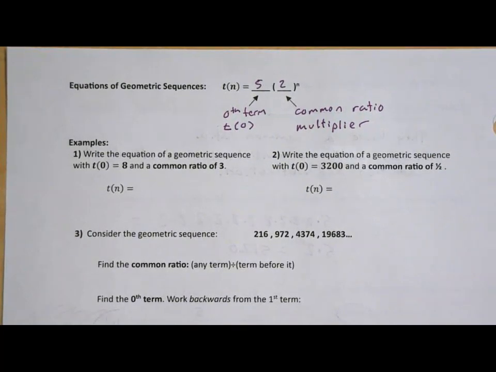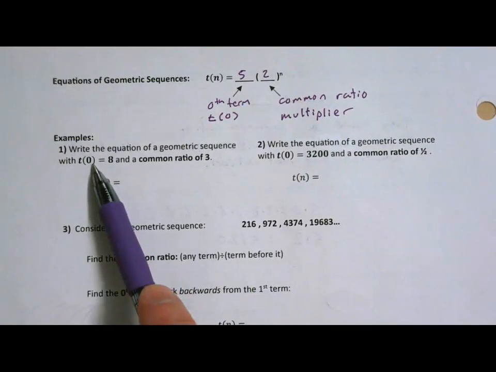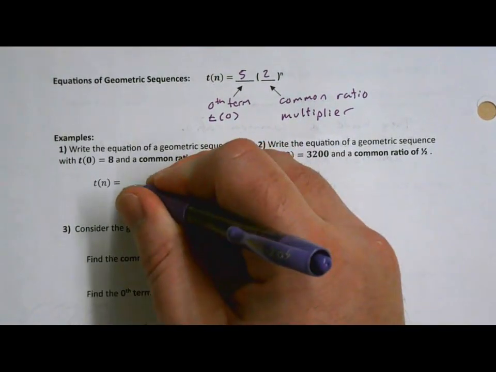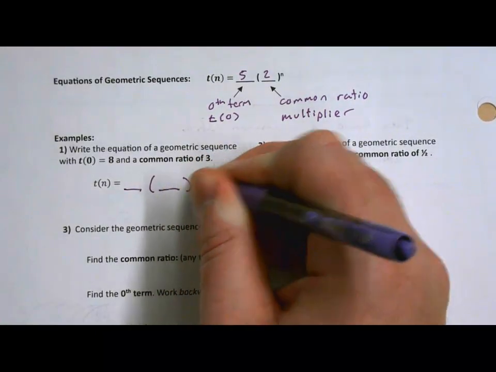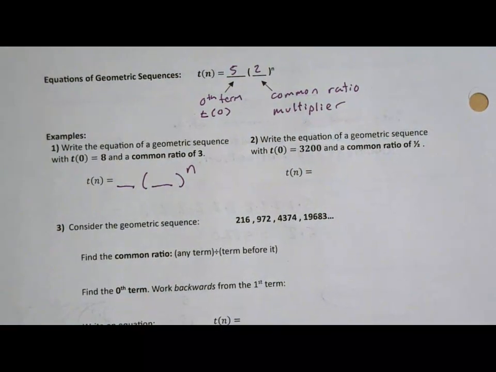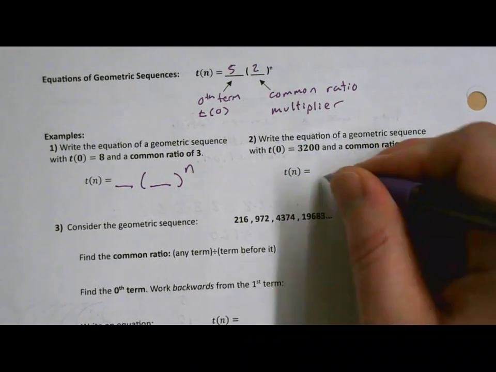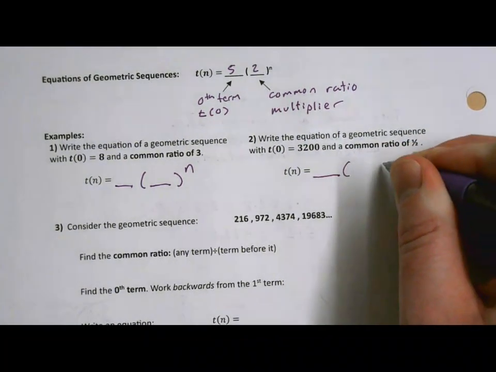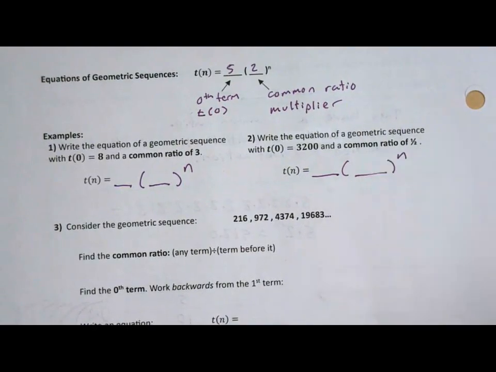So let's see if you can do this. If I give you the 0th term of a sequence and what the common ratio is, can you write me an equation? It's going to be in that format. You just got to get those 2 numbers in the right spots. Give it a shot. See what you can do there. Try it on the next one also. You just need to get those 2 numbers in the right place. The format's going to be the same for both of these because they are geometric sequences, and that's what an equation for a geometric sequence looks like.